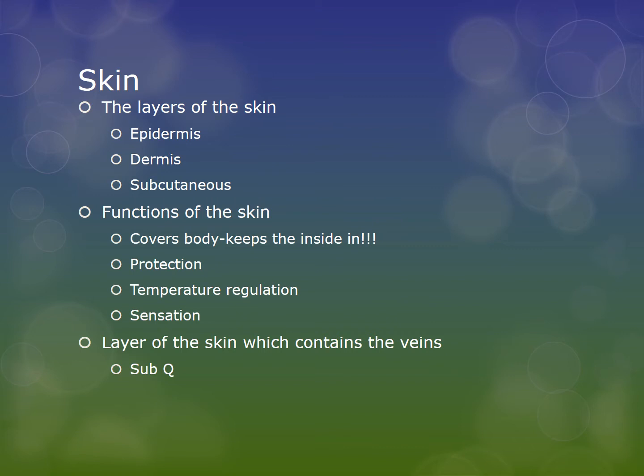And then, of course, it is our method for getting sensation feedback. That touch feedback tells our brain what we're touching or what's touching us. It also tells our brain when a needle is being jammed into it and that it doesn't feel so fantastic. So it covers the body, it provides protection, temperature regulation, and sensation. And then, like I said, the layer of the skin which contains the veins, the layer that we're going to be poking into with our needles, is the subcutaneous layer. Although it is fat, it's not well perfused, but that's where the veins run through.